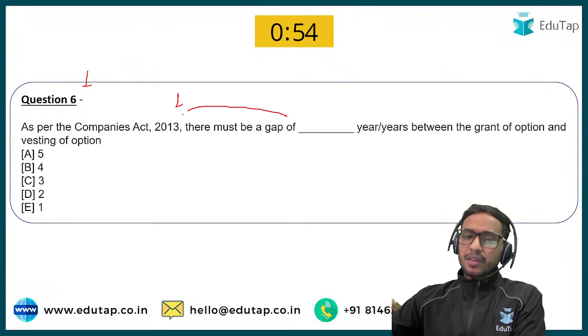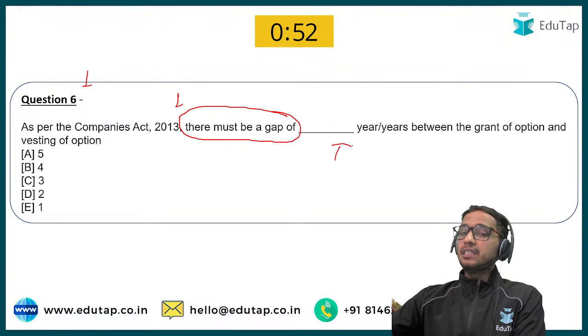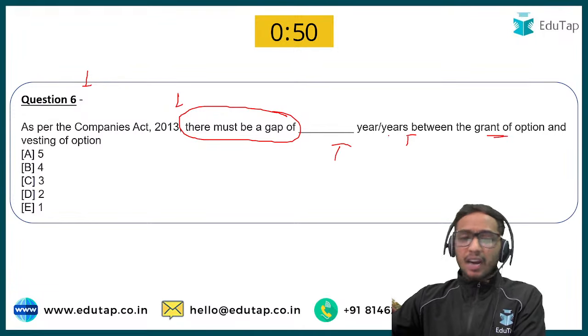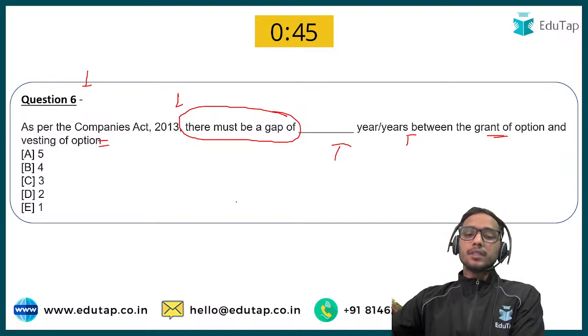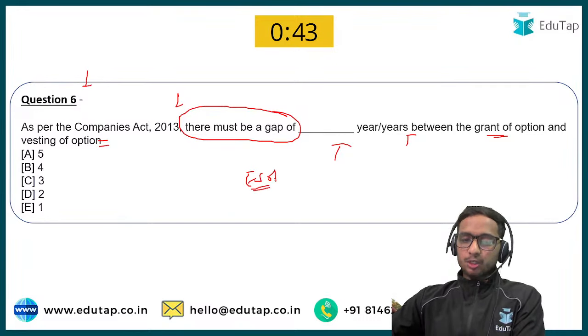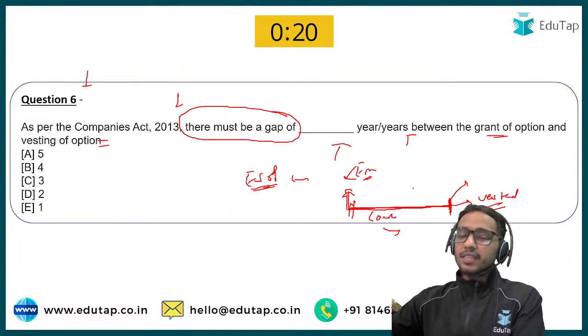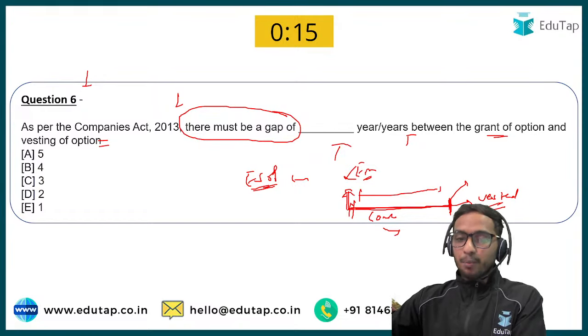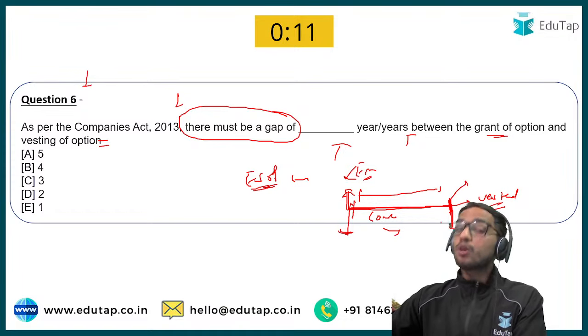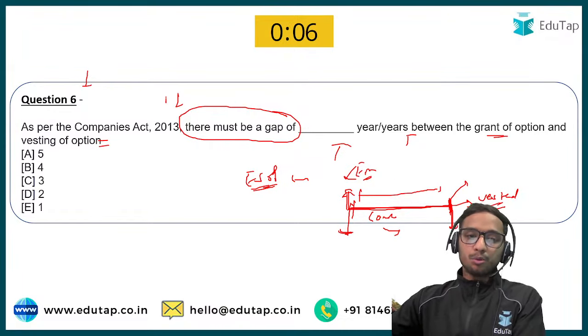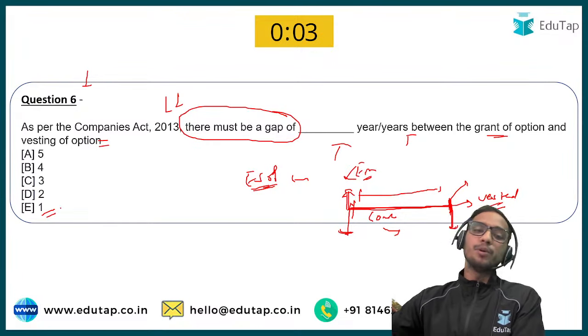there must be a gap of dash year or years between grant of option and the vesting of option. Now see what happens. You have something called ESOP, that is Employee Stock Option Plan. So the question says there must be a gap of how many years between grant of option, between this day and between the vesting of option, when the options have been vested. So as per the Companies Act 2013, minimum year should be 1 year. So option number E would be our correct answer.